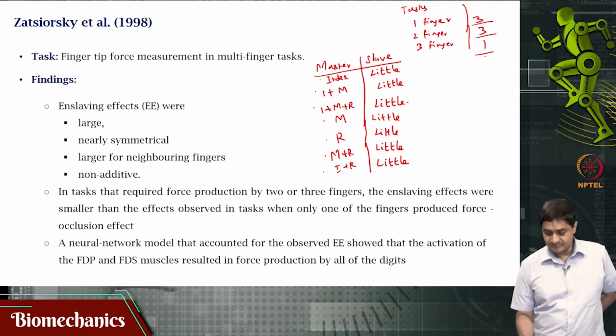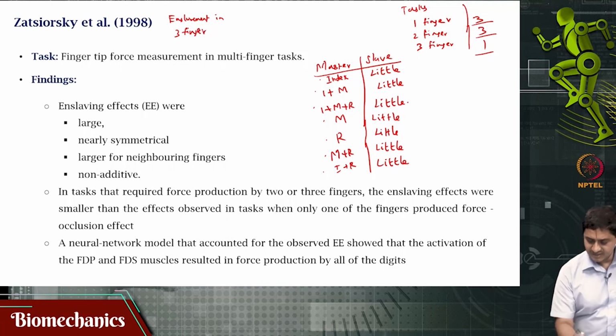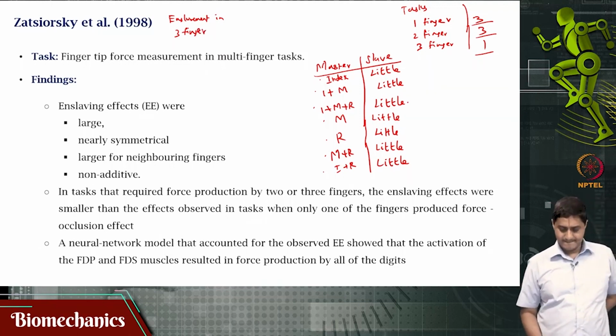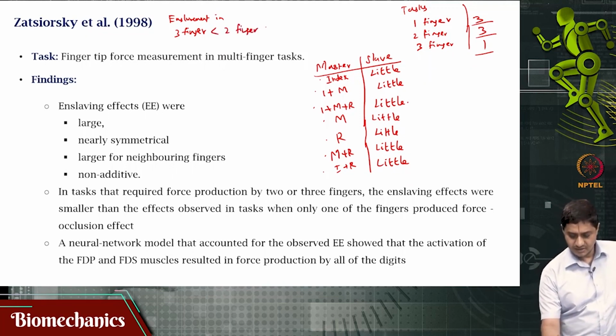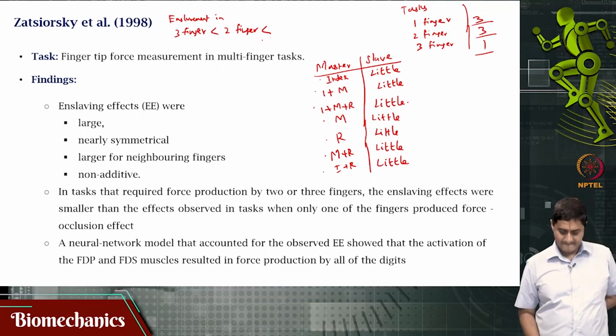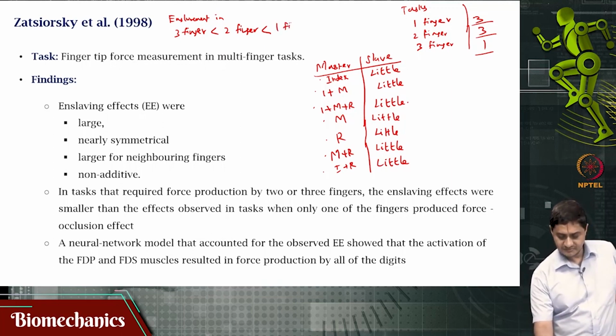It turns out that enslavement in three finger tasks is less than the enslavement in the two finger tasks, which is less than the one finger tasks.